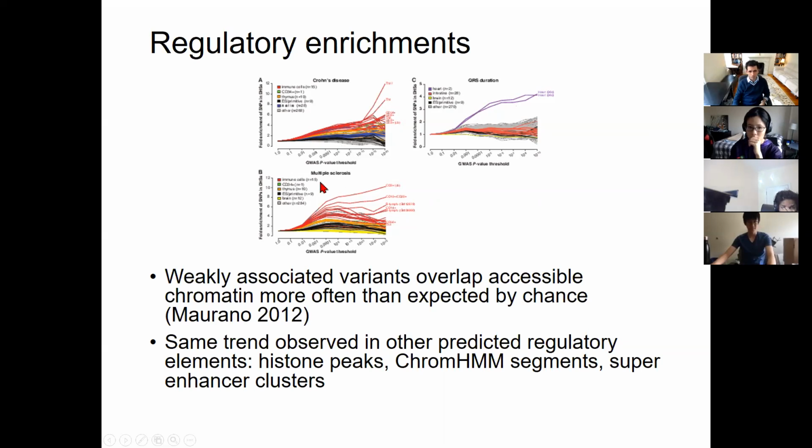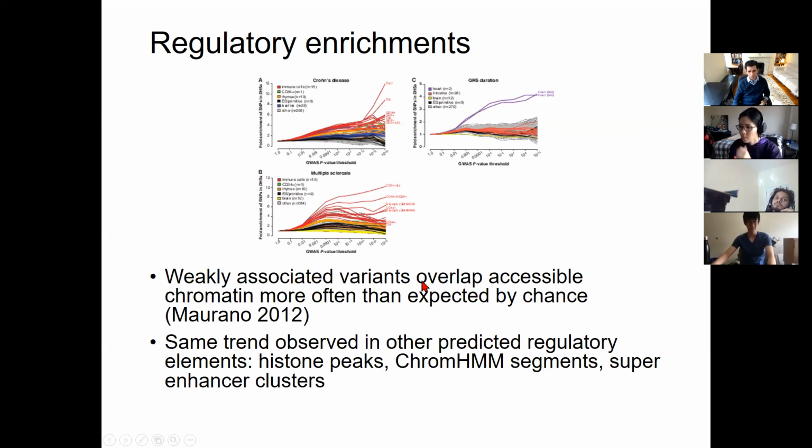And you see the same thing with multiple sclerosis, where these immune pathways are very strongly enriched at the top, but also enriched all the way down. And with Crohn's disease, same thing. T helper cells are enriched at the top, but then continue to be enriched all the way down.